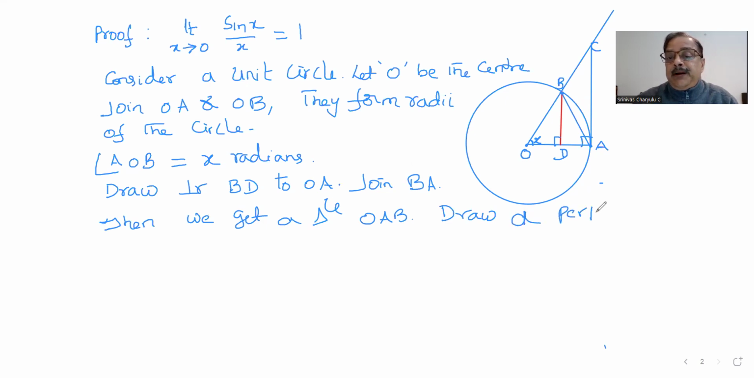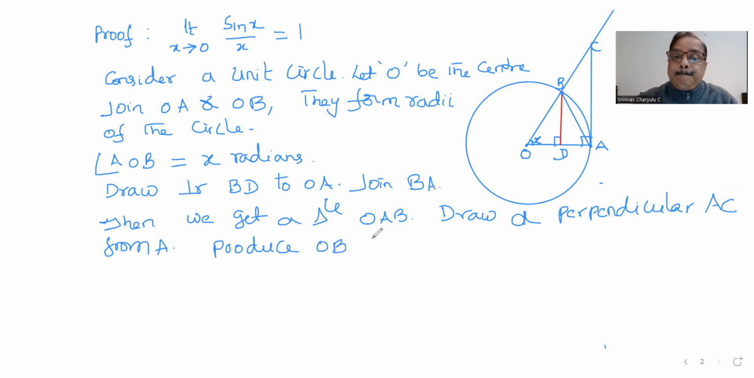Then produce OB to meet the perpendicular at A in C. The perpendicular I have drawn and this produced line are both meeting at a point called C. Then again I got one more triangle, triangle OAC is formed.